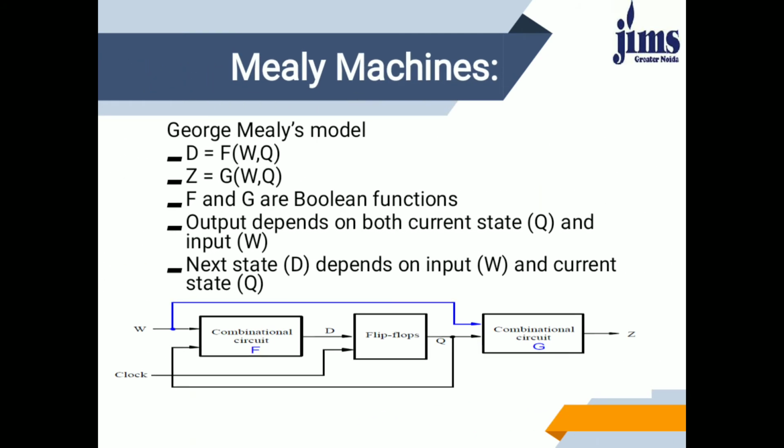Now what about the Mealy machine? That was the Moore machine. Now George Mealy made a model which is the Mealy machine. It will again be defined by D and Z. Here Z are outputs. In the previous model it was depending upon the current state, but now in the Mealy machine it will depend on both the current state and input. This is the major difference. In the Moore machine, output depends upon the current state, but in the Mealy machine output depends on the current state as well as the current input.